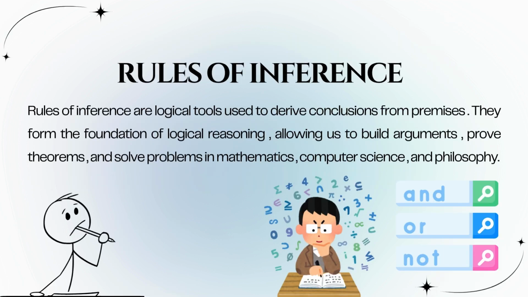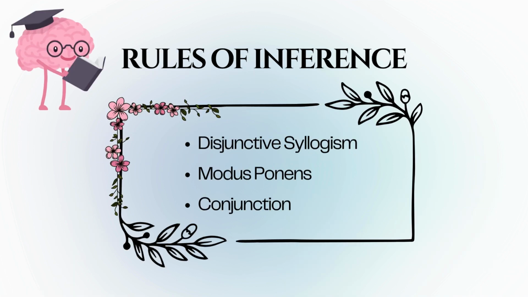Next, what are rules of inference? Rules of inference are essential tools in logical reasoning. They help us draw conclusions from given statements or premises and are used widely in fields like mathematics, computer science, and philosophy. Today, we will cover three rules: disjunctive syllogism, modus ponens, and conjunction.